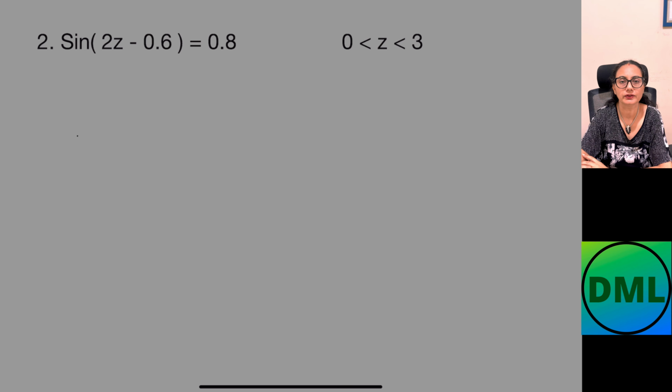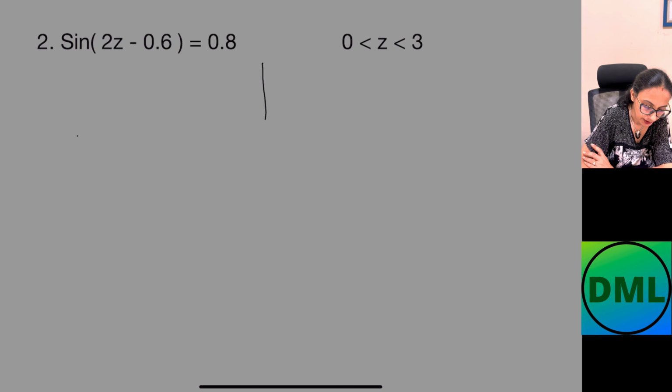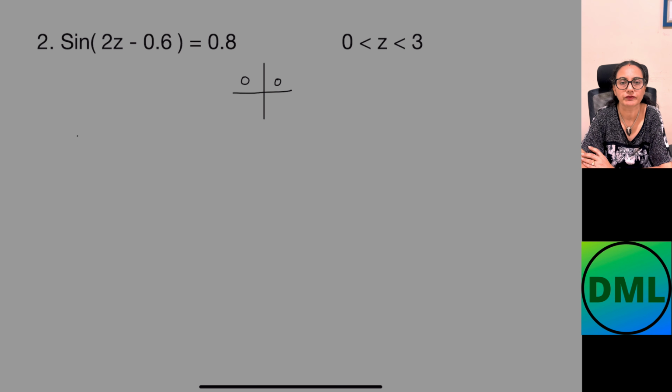The first thing I told you is that you have to block the quadrant. As you can see from here, this is positive here. Sin is positive in the first and the second quadrant. Let's block the quadrant first. Our quadrants are the first and the second quadrant. We have to give all the answers in these two quadrants. Second thing I told you is that you have to change the domain.